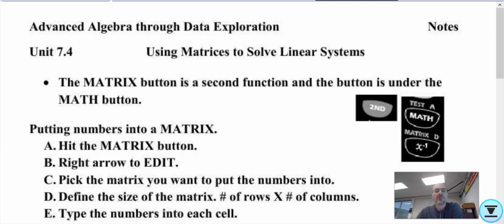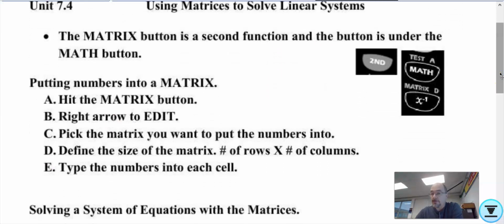We are on Unit 7.4. We're going to use matrices to solve linear systems. This is totally calculator based, so have your calculator ready and practice, practice, practice. I will go at a steady pace, and remember, rewind it if you need to.